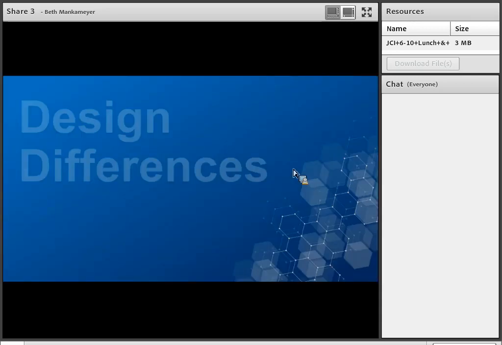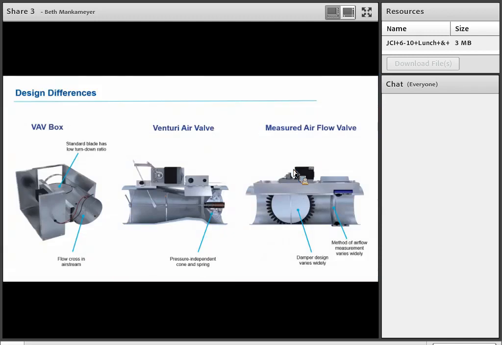So here we're going to get into some more of the design differences and put them right next to each other so that you see the VAV box on the left, the Venturi air valve in the middle, and the measured airflow valve on the right. The big things: the VAV box has that flow cross in the airstream, and the standard blade has that very low turn-down ratio. And then the Venturi air valve has that very unique pressure-independent cone and spring assembly, and the fact that it does not measure airflow. It gets fully calibrated at the factory.